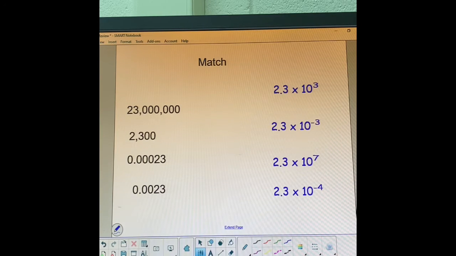Scientific notation. The first two numbers, 23 million and 2,300, are going to be written in scientific notation with positive exponents. And the last two numbers are going to be written in scientific notation with negative exponents because those two numbers are smaller than 1.